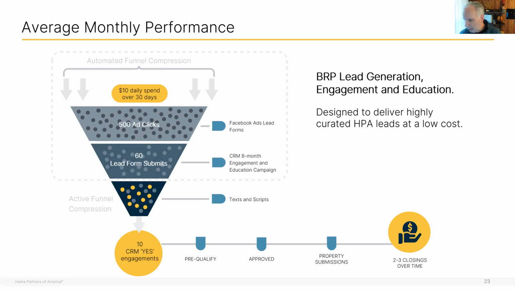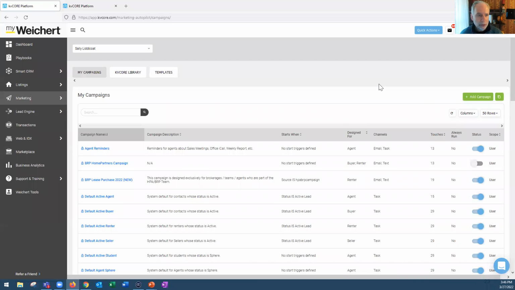So let's go ahead into the CRM system and see how all this works together. Thank you to Sally Liticote for letting us use her KvCore. Sally is an agent in the Phoenix metro area, great agent. If you ever have a lead that is going to locate in the Phoenix area, give Sally a call. She will give them the white glove treatment.